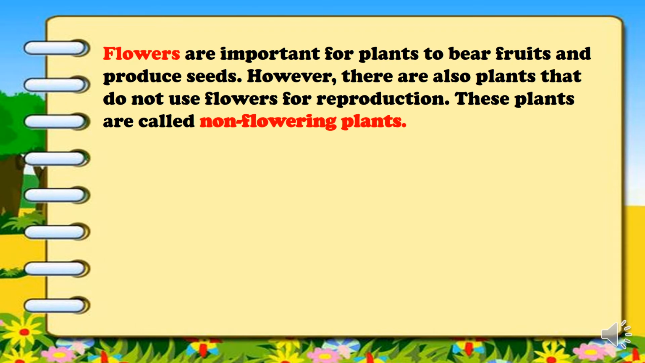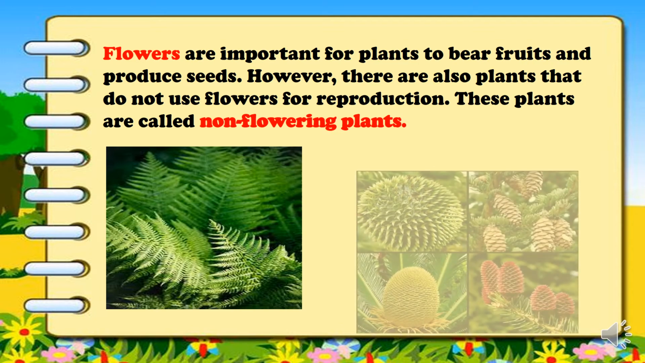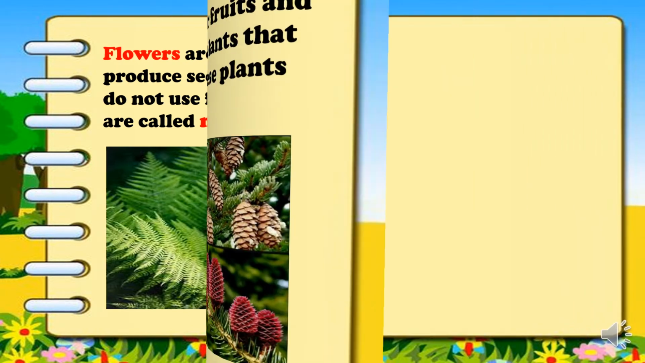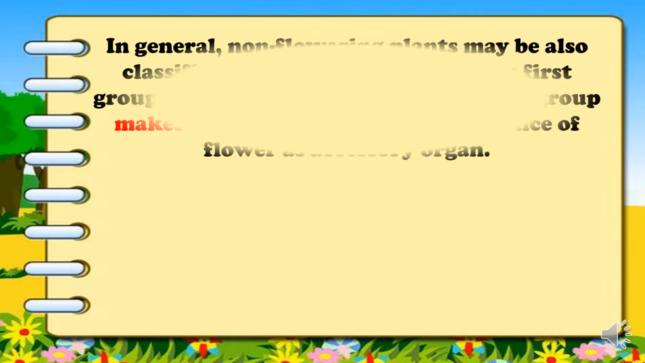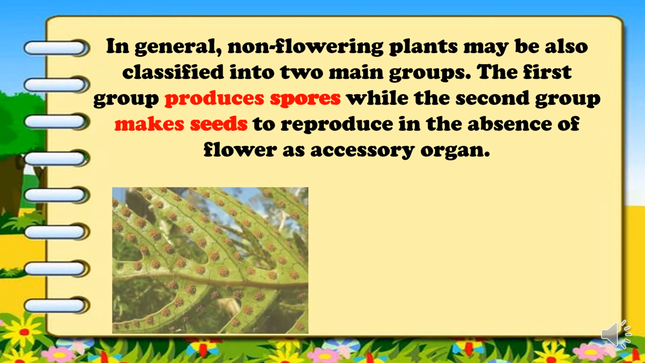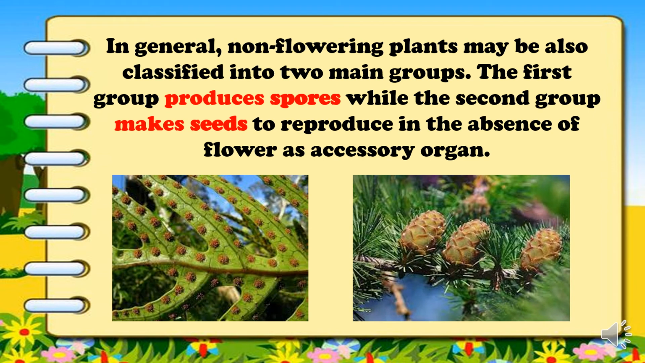Flowers are important for plants to bear fruits and produce seeds. However, there are also plants that do not use flowers for reproduction. These plants are called non-flowering plants. In general, non-flowering plants may also be classified into two main groups. The first group produces spores, while the second group makes seeds in the absence of the flower as accessory organ.